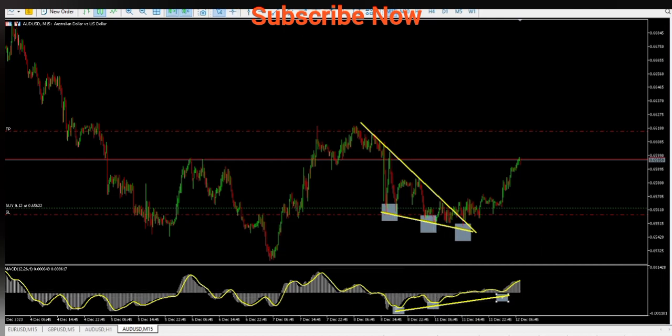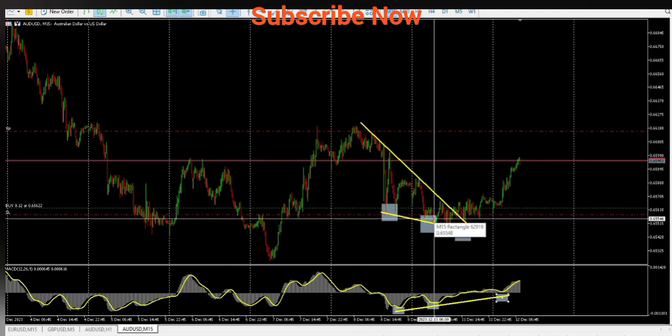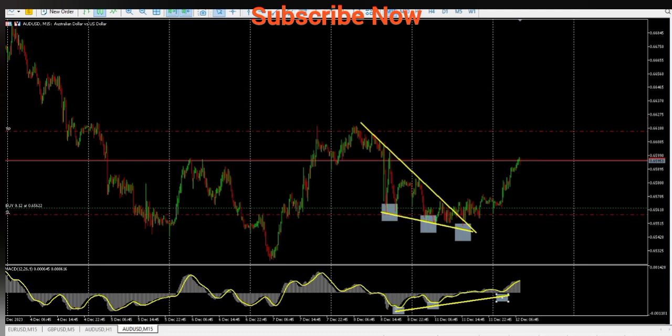Then quickly, during the London session yesterday, I just kept my period separators right now. So during the London session yesterday, we had this divergence here. Price was still at this point. Let me show you where the price was. Price was still at this point yesterday.